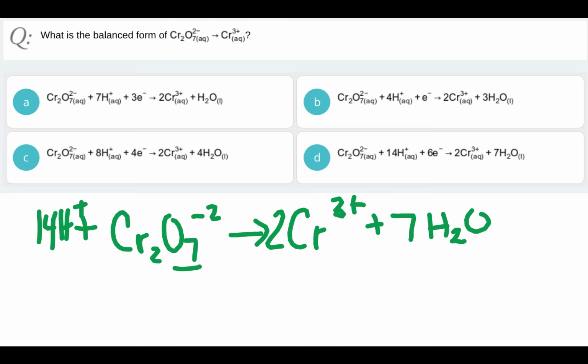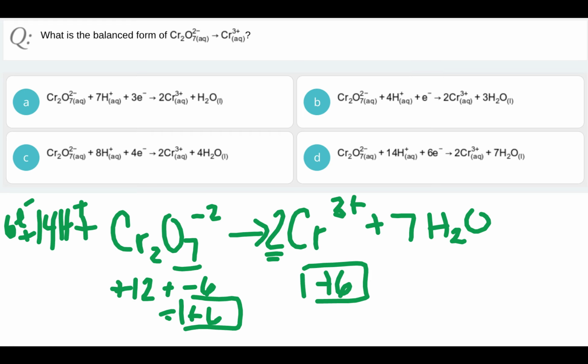Now your last step is about charges. Right now with 14 hydrogen ions and this -2 charge, you have a net charge of +12. On the right-hand side, with this 2 in front of the chromium ion and a charge of +3, you have a net charge of +6 because water doesn't have a charge. So to make that the same, we're going to add 6 electrons to the left-hand side, because if we add a -6 here, you also get +6. So that is our goal, to make the charge on each side the same. They don't need to equal 0. And then the answer that matches that would be D.